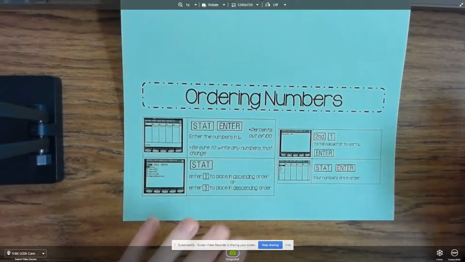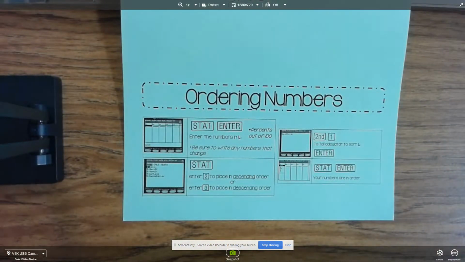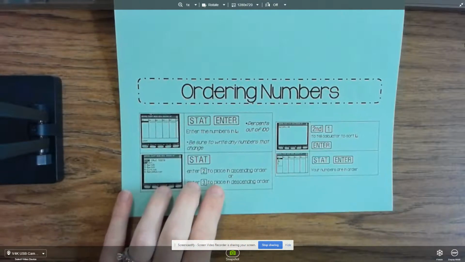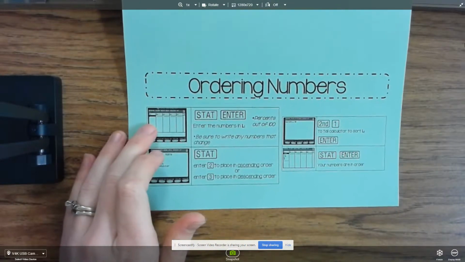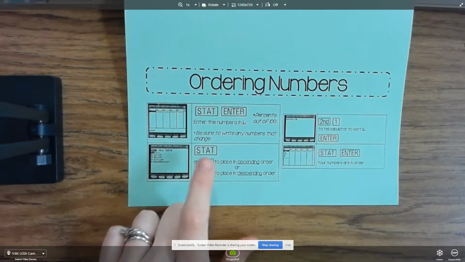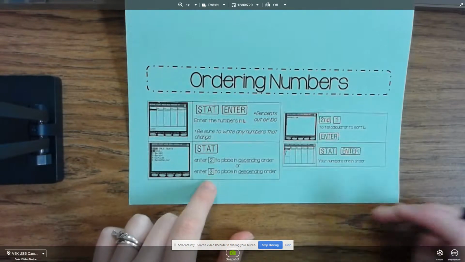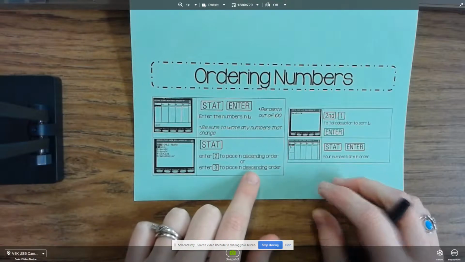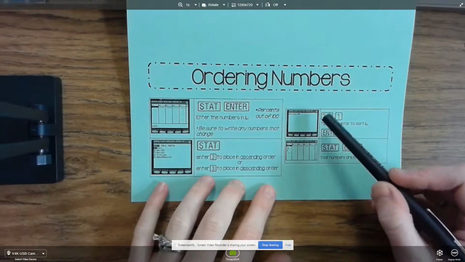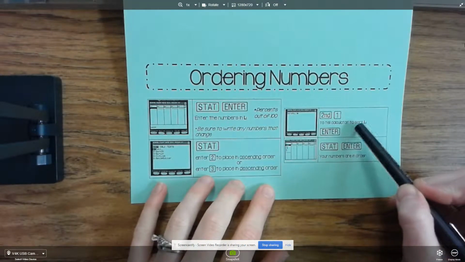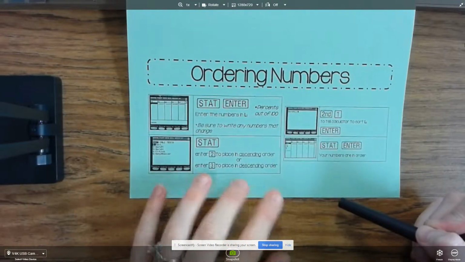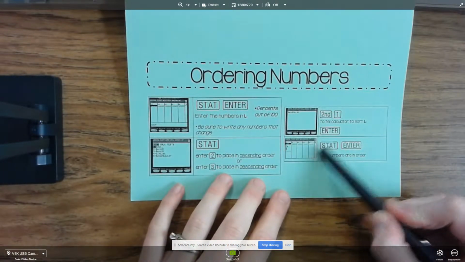This video is for ordering numbers. So if you remember, in your calculator you can order numbers using the stat list. You're going to stick them into list one, and then hit stat, and then you're either going to do 2 for ascending, which is from least to greatest, and 3 for descending, if it's greatest to least. And then you do have to do second one to tell your calculator to sort that list one. And then if you go back to stat, it's going to have all your numbers listed in order for you.